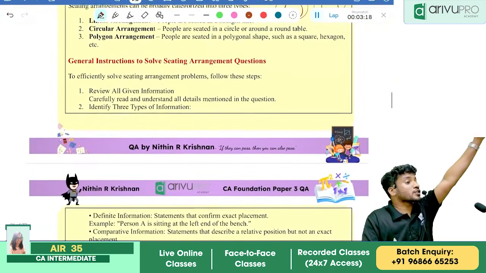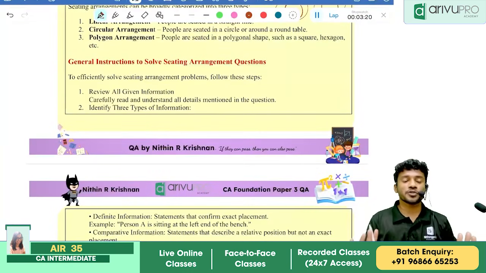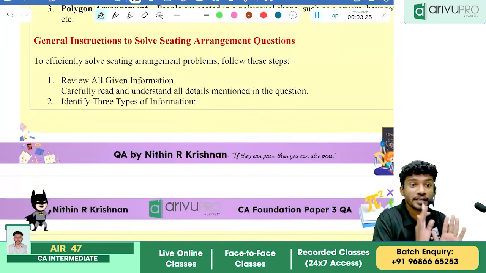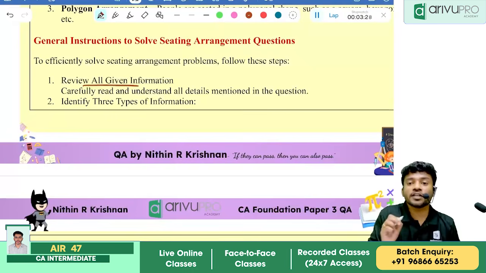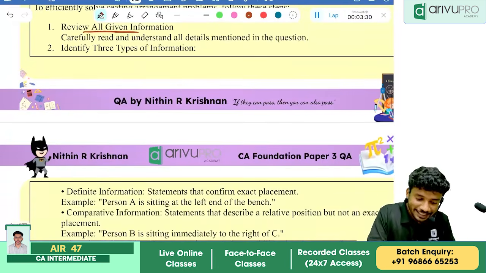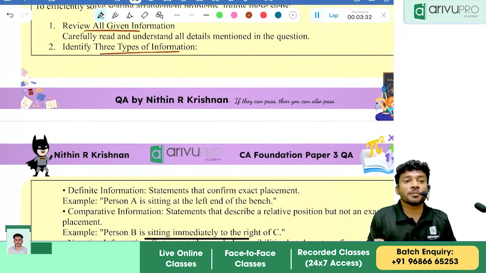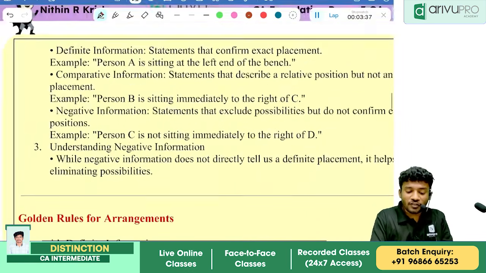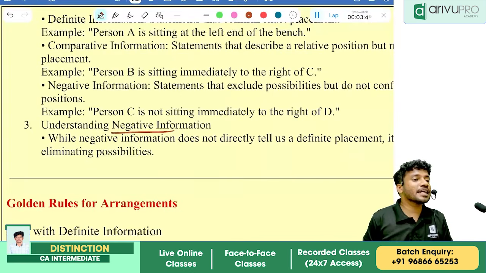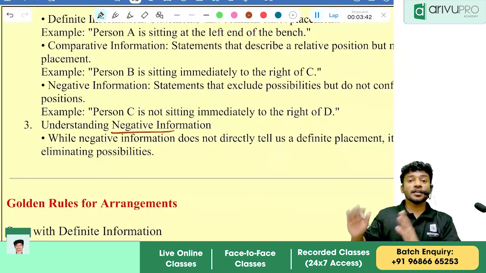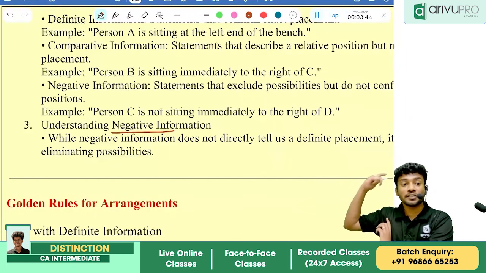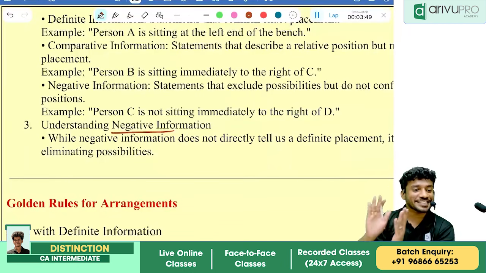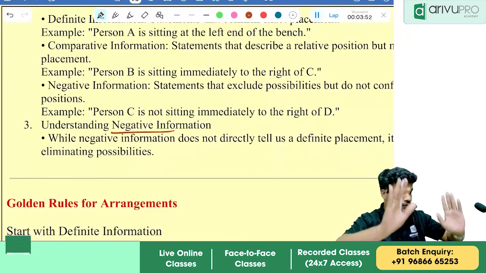Next one. What is the method for solving a question? First, we need to read the question. That is, I'm going to tell you something that is given in the ICAI book. Review all the given information. We will not do that. Then, identify the 3 types of information. We will not do that. Then, one thing we will do is understand negative information. Negative information means, he is not sitting at the right end. That we'll always think. Okay, we like negativity, right? We will always think about what is given as negative. I will show you with questions.